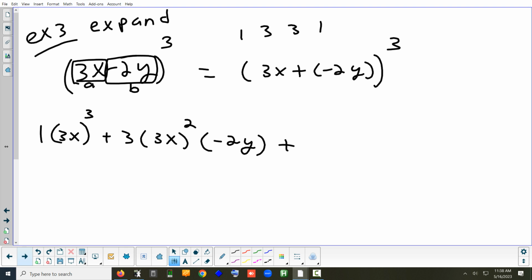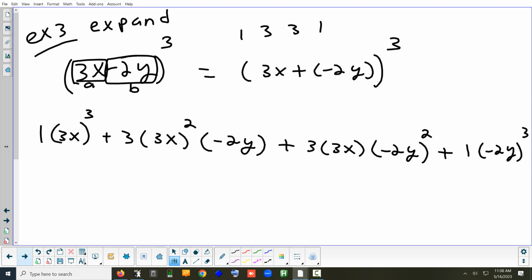Okay. What about my third term? 3 open parentheses, 3x close parentheses, open parentheses, negative 2y close parentheses squared. And my last term. It would just be negative 2y, or, yeah, just negative 2. So I'll put the number in just so we see the 1331. But then you said negative 2y to the what?